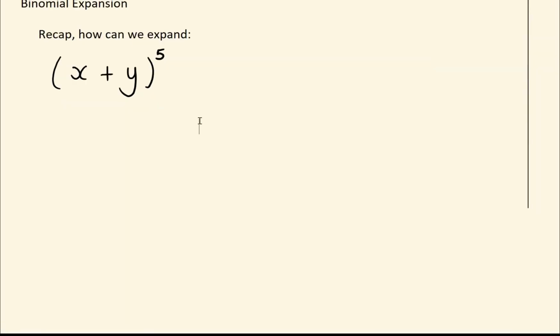Okay, moving on to the third topic, number 3 is the last one. This is binomial expansion. So this is how we expanded stuff inside brackets to very high powers. And again, it was all to do with combinations.